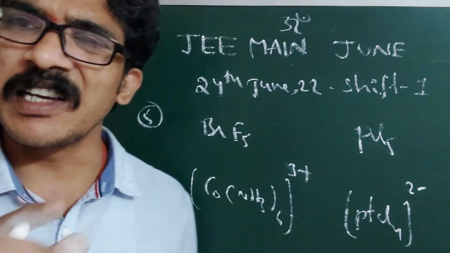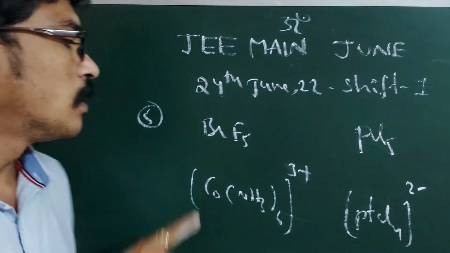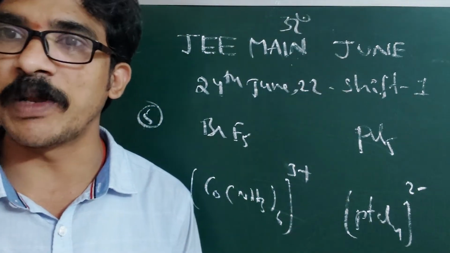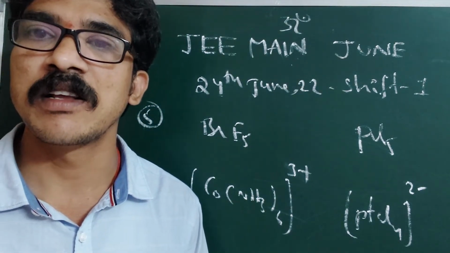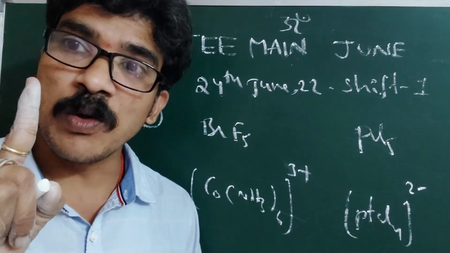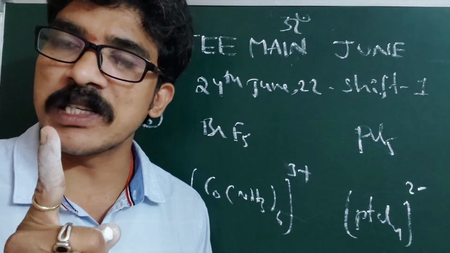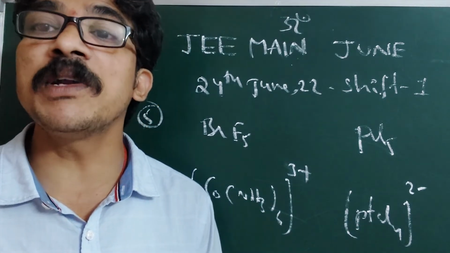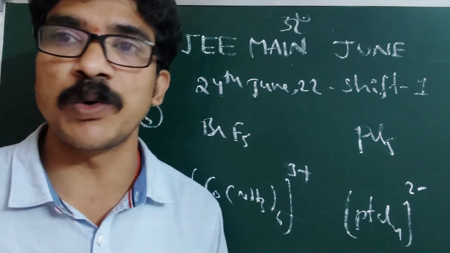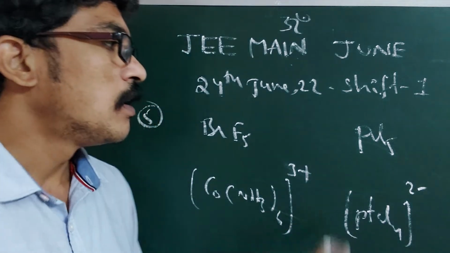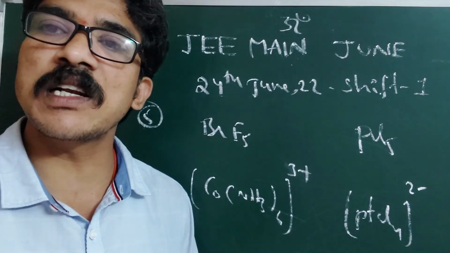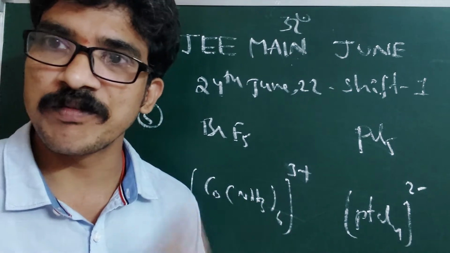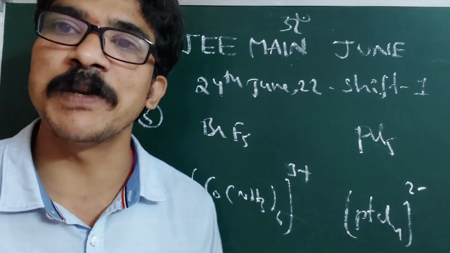Both are related to hybridization, a simple bit. BrF5, what is the hybridization? We know bromine is a 17th group element, so 7 valence electrons are there. Only 5 are in bonding, which means 1 lone pair. 1 lone pair and 5 bond pairs, total 6 hybrid orbitals are required. That is sp3d2 hybridization. Whereas PCl5: 15th group element, 5 valence electrons, all 5 in bonding, no lone pairs. So sp3d.